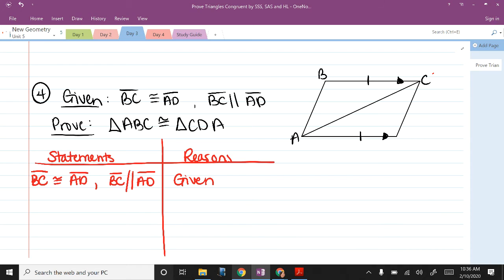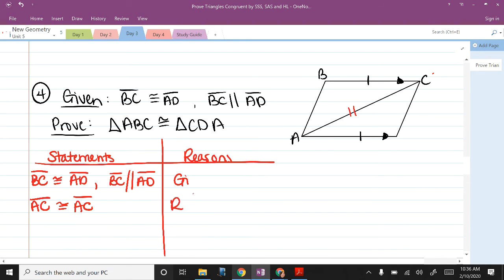AC is congruent to itself, right? They both triangles share side AC. Oops, I did not mean to erase that one that was already there. I think I put my pinky on it or something. Okay, so AC is congruent to AC, and that's the reflexive property.